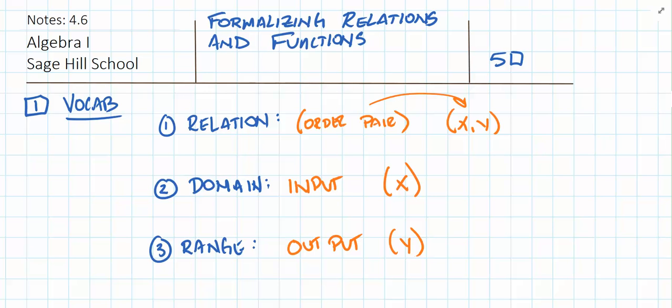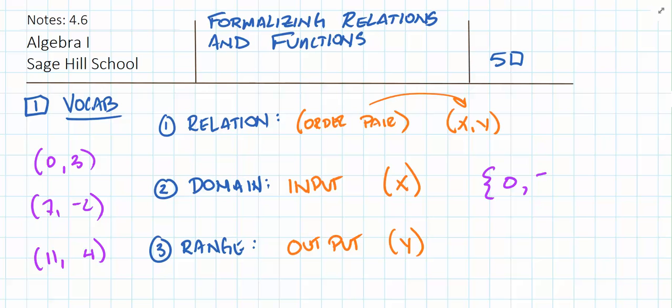So as a quick little example here, if I give you this relation, (0, 3), (7, -2), (11, 4), I have given you a relation. Give me the domain for that relation. It's the set of x values, so what would it be? The domain would be the set of x values, 0, 7, and 11. What would be the range, the set of y values? 3, negative 2, and 4. And collectively, this right here counts as a relation.